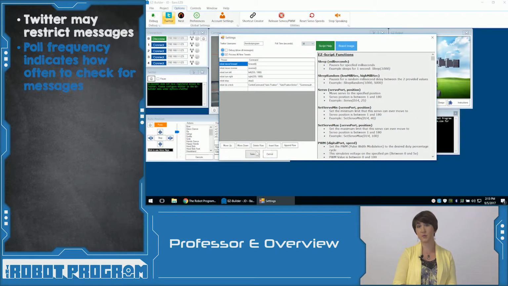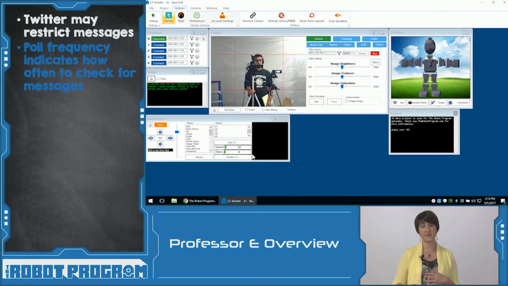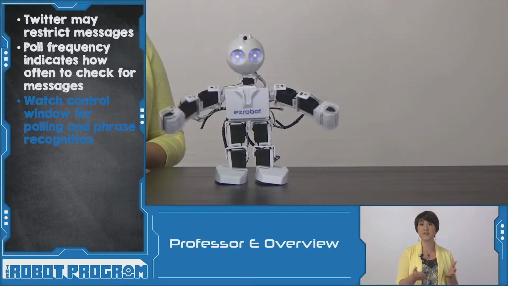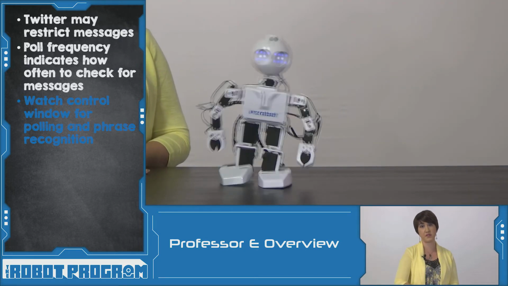We recommend to start with a polling speed of about 30 seconds. That means every 30 seconds, EasyBuilder is going to check for a new Twitter message. You can use the Twitter control window to see how often your robot is polling. Once the robot polls and recognizes a command that is in the phrase list, it will execute and show you what it was supposed to do.